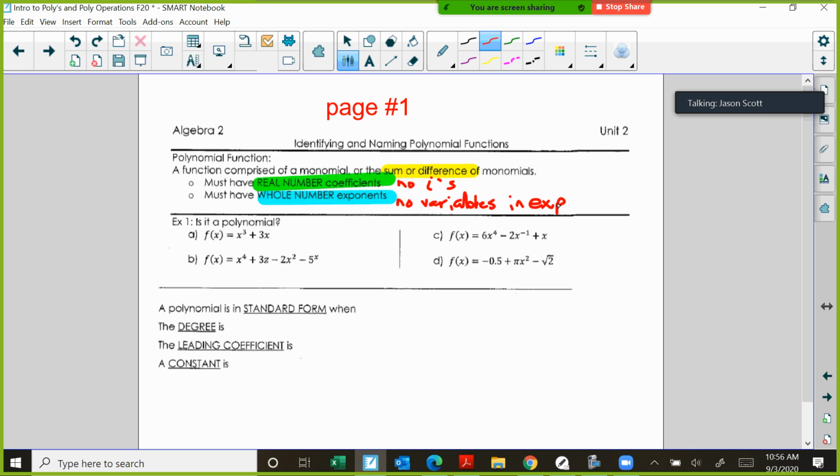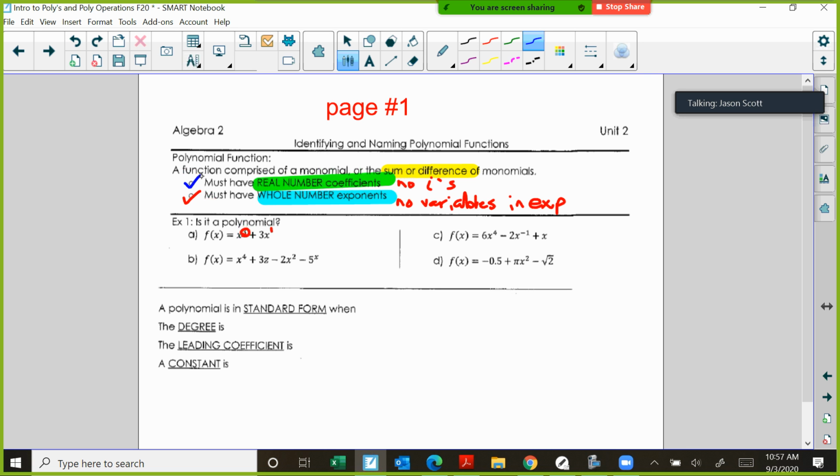So the first thing we're trying to do is identify, hey, is this a polynomial or is it not a polynomial? So we look at each one of these. The first question says, hey, is it a polynomial? And so we're looking for sum and difference of monomials. We do have sum of monomials. We have whole number coefficients. There's a 1 here, and you've got a 3 here. So it checks that box. You have a 3 as an exponent and a 1 as an exponent. So it checks that box.